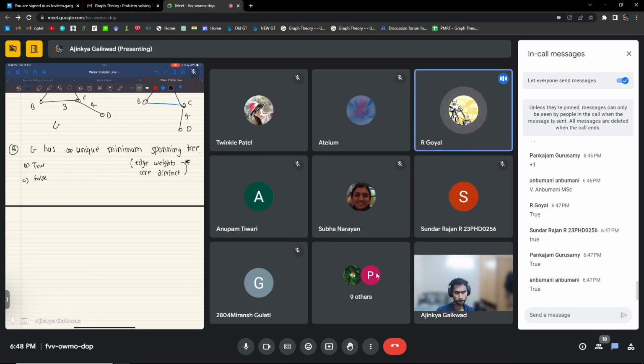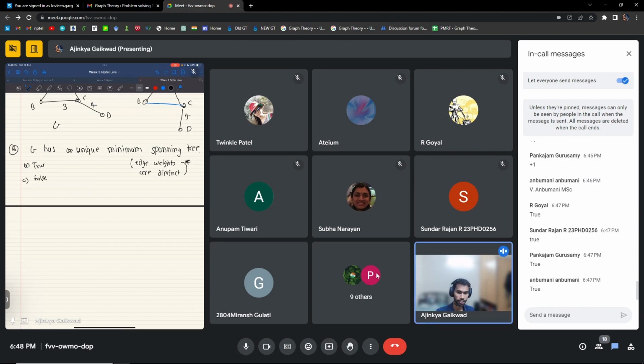I do not have any proof, and neither can I think of a proof. But I think that 3 plus 4 is equal to 7, and 2 plus 5 is also equal to 7. So even if the weights are distinct, it is quite possible we may have an alternative path which maintains the connectivity and comes out with the same final weight. Okay, okay.